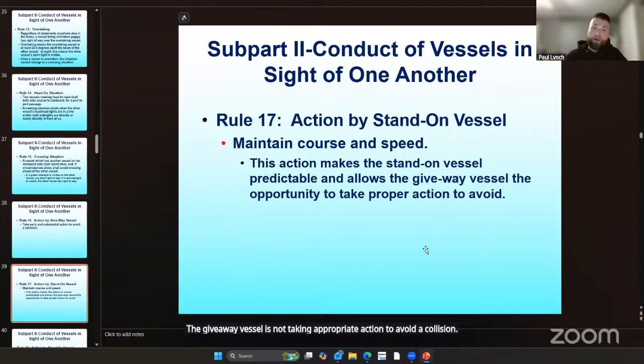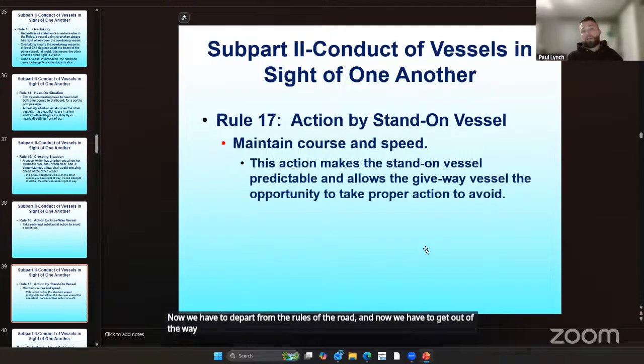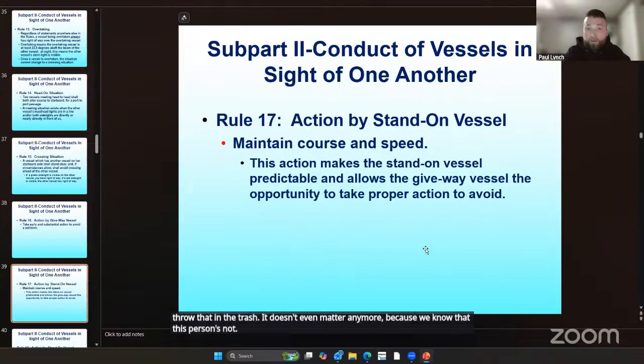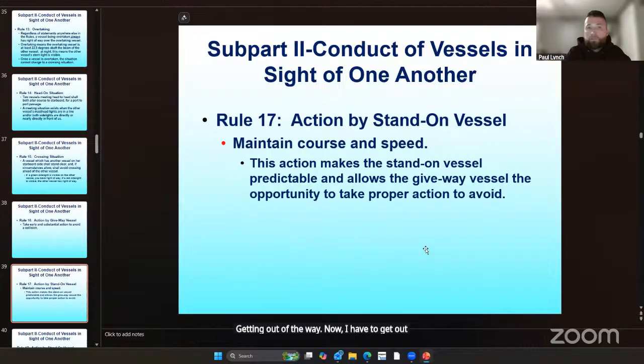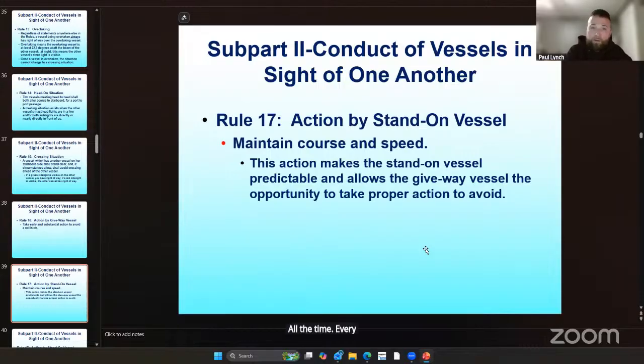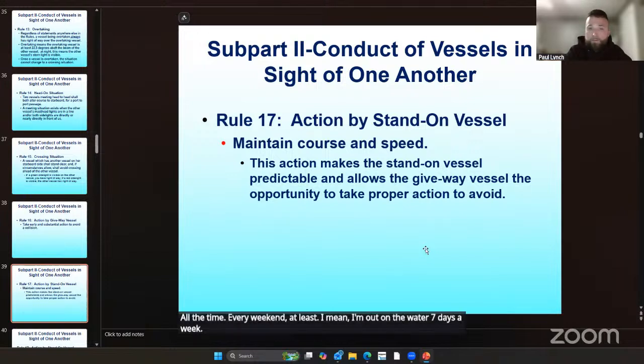Now we have to depart from the rules of the road, and now we have to get out of the way. Even though the rules say that we're the stand-on vessel and we maintain course and speed, throw that in the trash. It doesn't even matter anymore because we know that this person's not getting out of the way. Now I have to get out of the way. This happens to me all the time. Every weekend at least. I mean, I'm on the water 7 days a week.